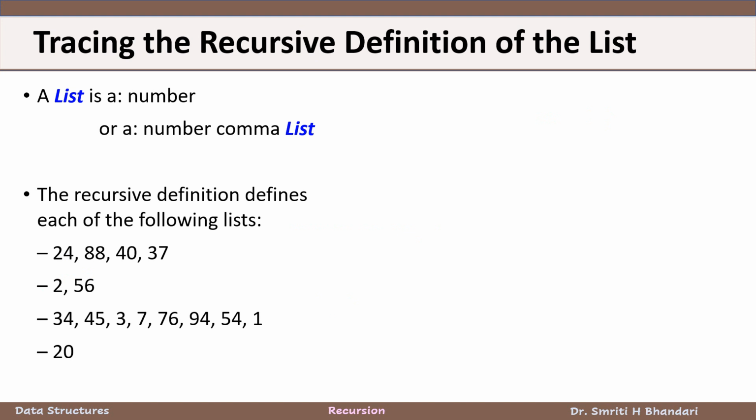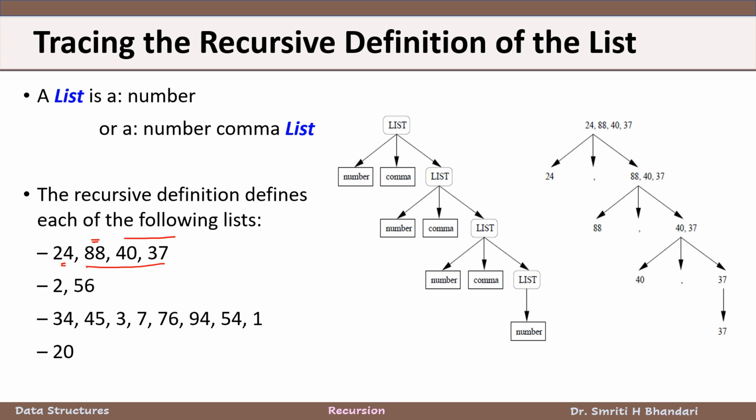So we defined the list with a recursive definition: a list is a number, or a list is a number comma list, right? So the recursive definition defines each of these lists. So a list is a number comma a list. Then once again, if we consider this list, it is a number comma this list, and so on. So let's see how to trace this recursive definition of the list.